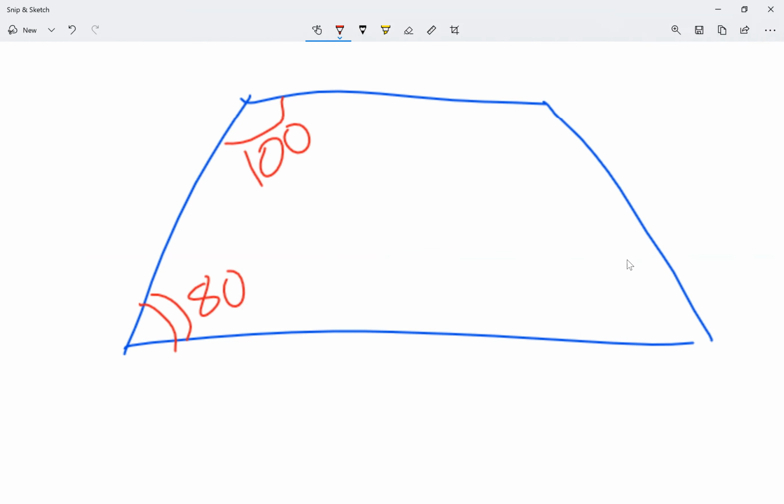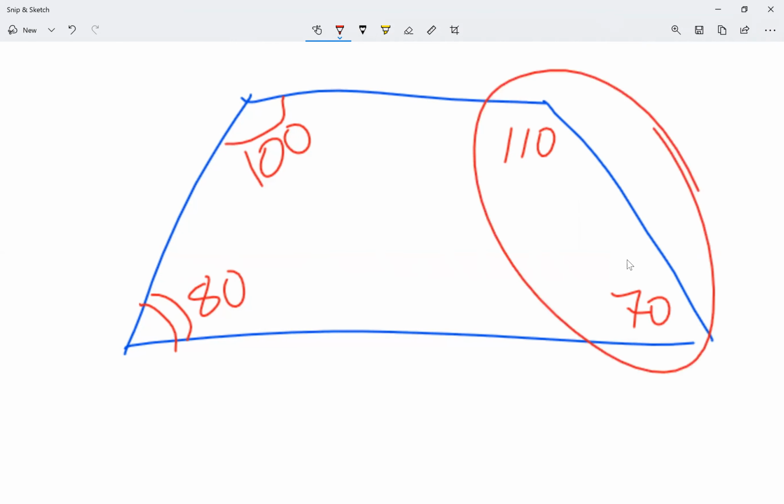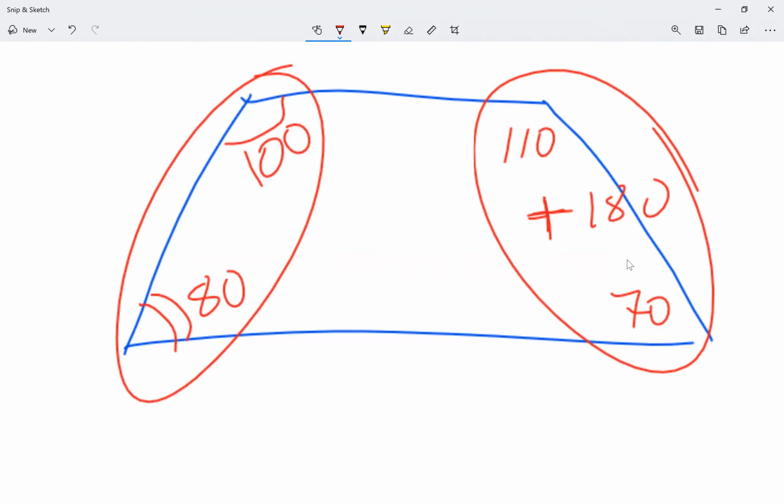So let's say on the right side, if one of my angles was 110, the other angle has to be 70. Again, those 2 angles have to add up to 180. So let me do a plus to tell you they do add up to 180. Not that fun, but that's actually what they do. So that's it for trapezoids.